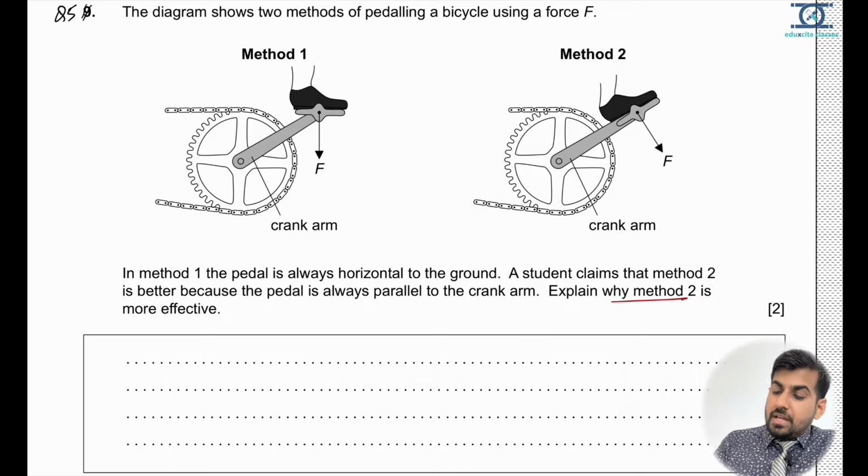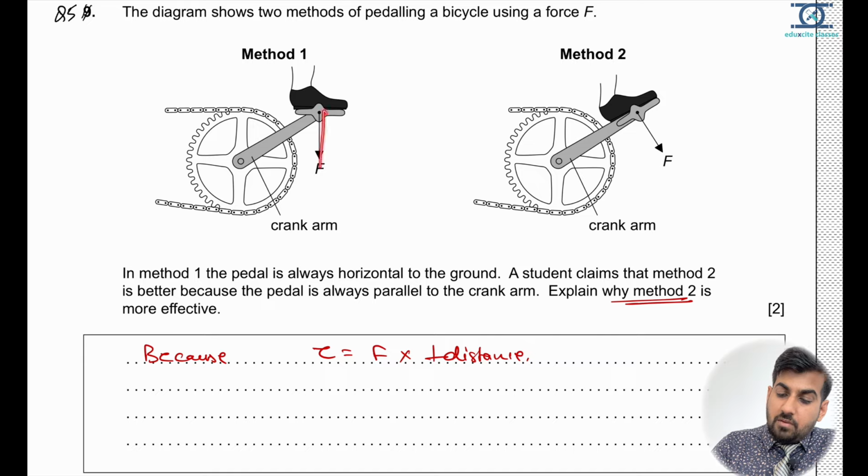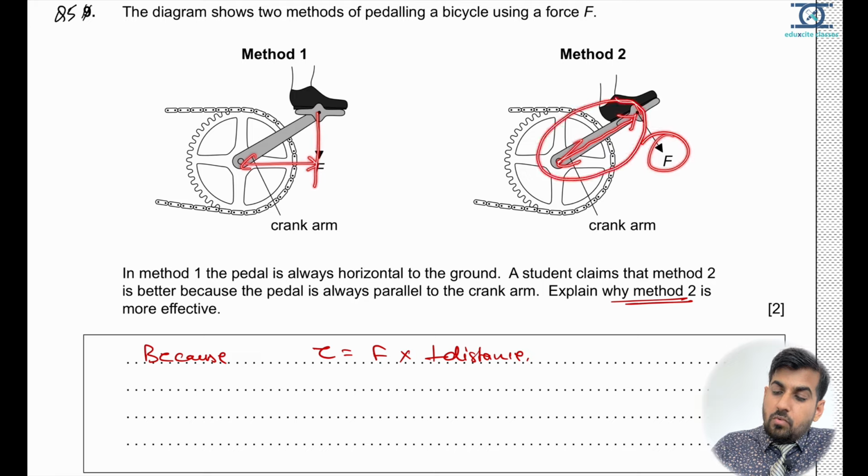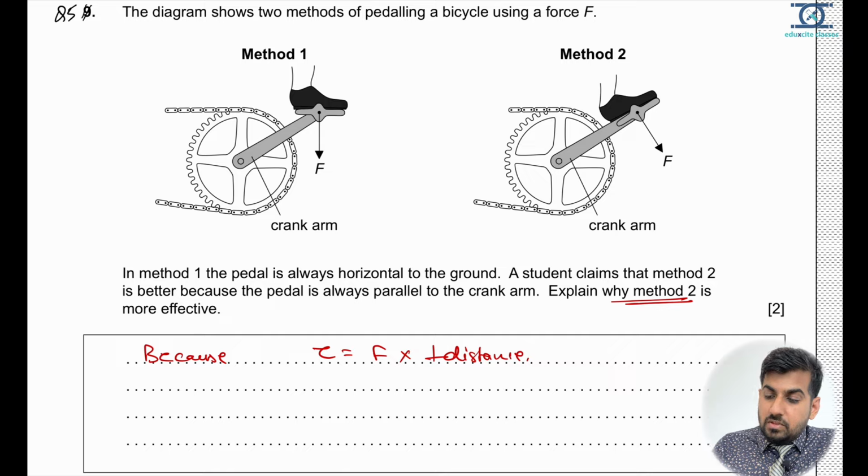Okay, so why is method 2 effective? Because torque is equal to force times perpendicular distance, right? So if you see, force is the same in both the cases. This is the point of rotation, so if I want to find the perpendicular distance, it will be this much only, and in this case it will be this much only. So force is the same, but perpendicular distance is more in this case, so the torque generated will be more. So method 2 is more effective.